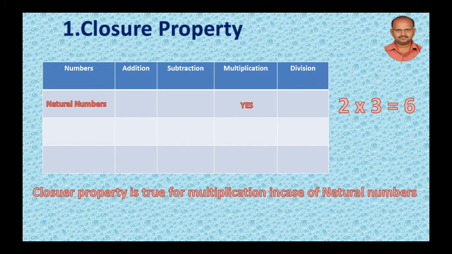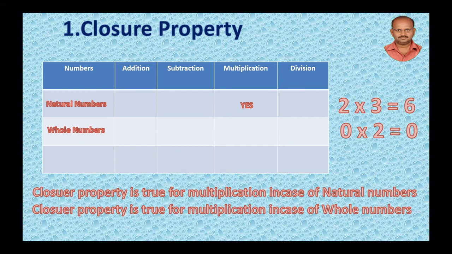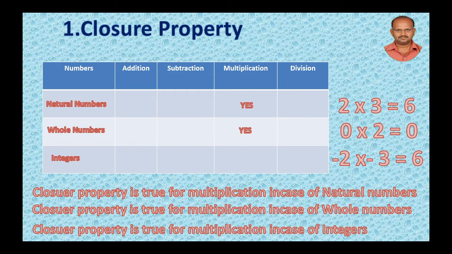Then go to whole numbers. Multiplying two whole numbers, 0 into 2, is equal to 0. Closure property is true for multiplication in case of whole numbers. Then go to integers. Multiplying two integers, minus 2 into minus 3 is equal to 6. Closure property is true for multiplication in case of integers.